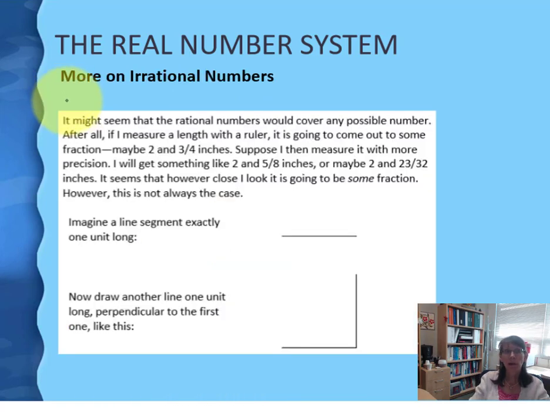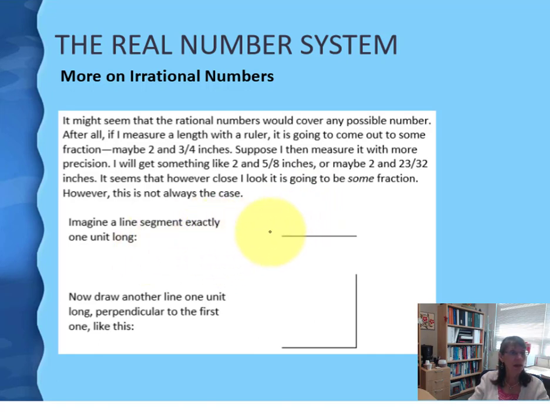Here's some more information about irrational numbers. It might seem that the rational numbers could cover any possible number. After all, if I measure the length with a ruler, it's going to come out to some fraction, maybe 2 3/4 inches. Suppose I then measure with more precision. I will get something like 2 5/8 inches, or maybe 2 23/32 inches. It seems that however close I look, it's going to be some fraction. However, that is not always the case.